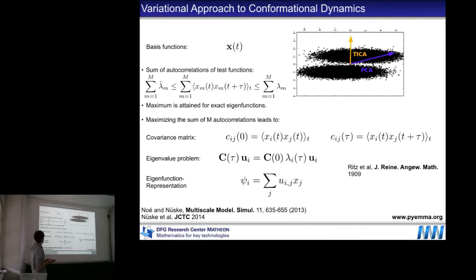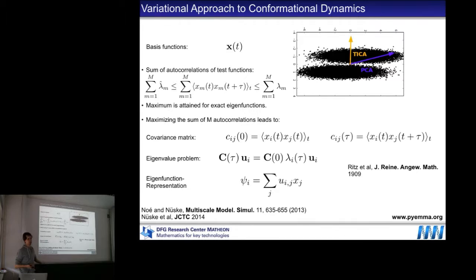How can we obtain an approximation to the dominant eigenfunctions? Usually what we do is we pick some very general and very large set of basis functions. I will call them x of t here. So x is like, for every t, a vector containing the value of many different basis functions at time step t, and we can put them all together in a big matrix, and we try to obtain an approximation of these slow eigenfunctions as a linear combination of all of these basis functions. They're just our model, our library, if you like, and we try to model the slow eigenfunctions from this library.